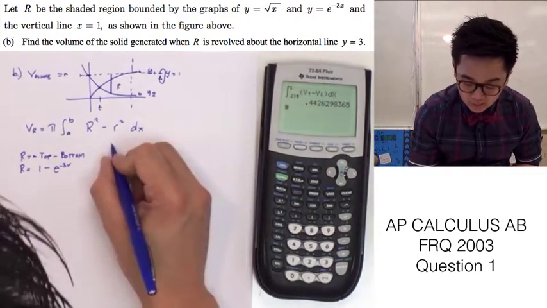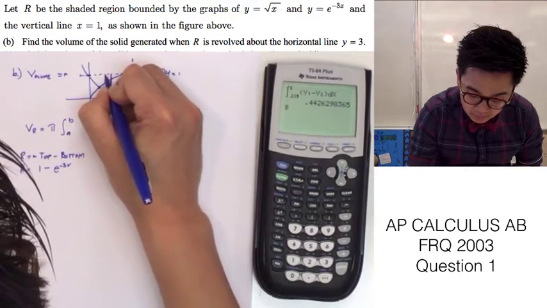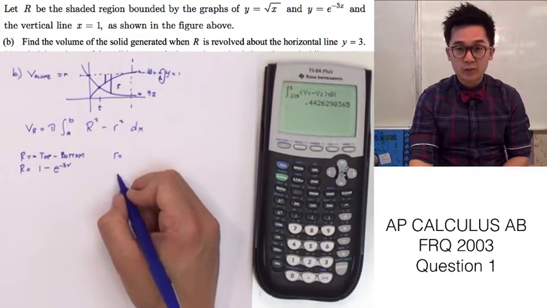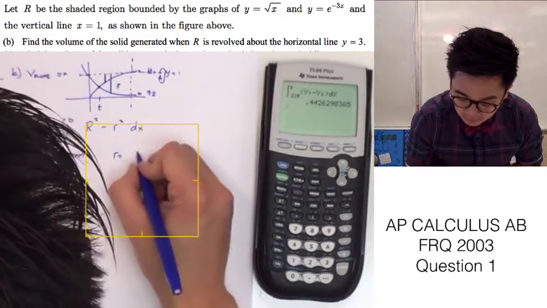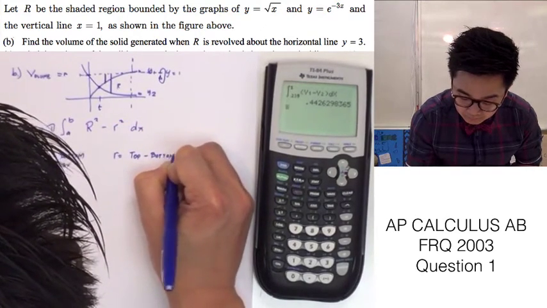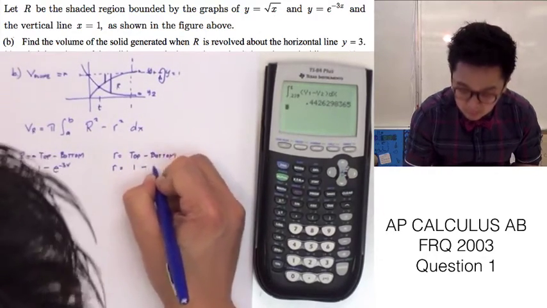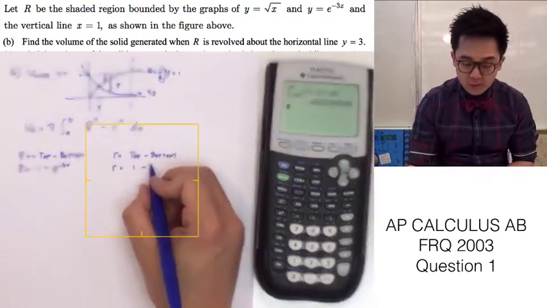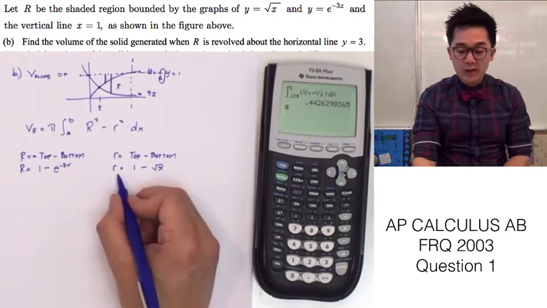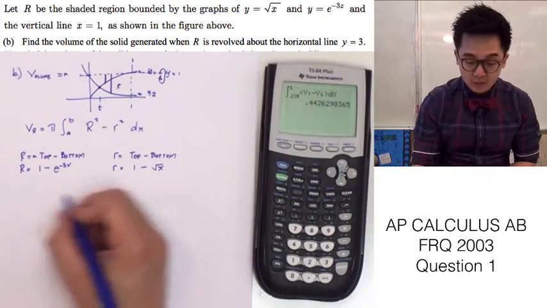Now, the small letter r is represented by the top minus bottom of the smaller radius of your ring. So you have top minus bottom as well. So small r is y equals 1 minus the bottom function, which is square root of x. So now that we have our big R and our small r, let's go ahead and plug in all the values in our integral function.